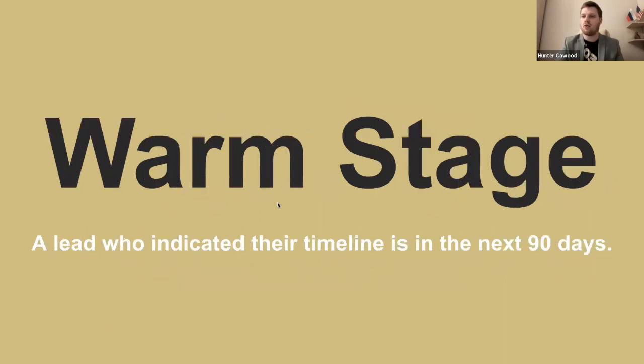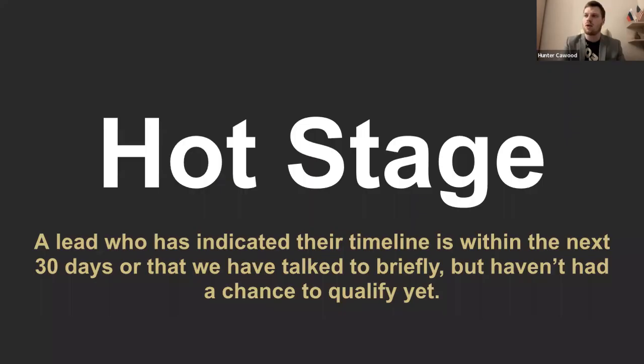From there, we have the warm stage, a lead who indicated their timeline is in the next 90 days. I believe I skipped the hot stage, which is a lead who indicated their timeline is within the next 30 days. I just got the order mixed up a little bit. A lead in the hot stage has simply told you, hey, we're looking in the next 30 days. We're looking right now. It's of utmost importance to us to sell or buy right now.